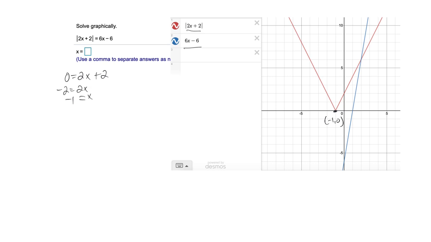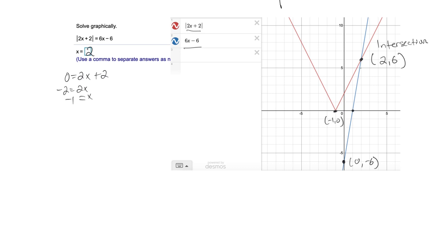Okay, and then the other one had a y-intercept of -6. So 0, -6, right? And then a slope of 6 over 1. So to the right 1, up 6. There's 1 point, and then the next point is here. And then we can see by graphing these two, there's an intersection at 2, 6. So our solution is x equals 2. All right, here's your intersection.